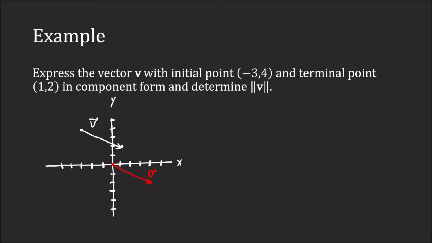Now while I'm at it, I might as well find the component form. So the component form of V, remember, is just the terminal point. So where did our terminal point end up? Well, it has an x-coordinate of 4 and has a y-coordinate of -2. So the vector V in component form is 4, -2.